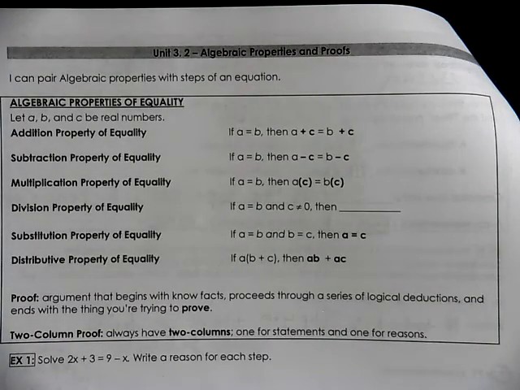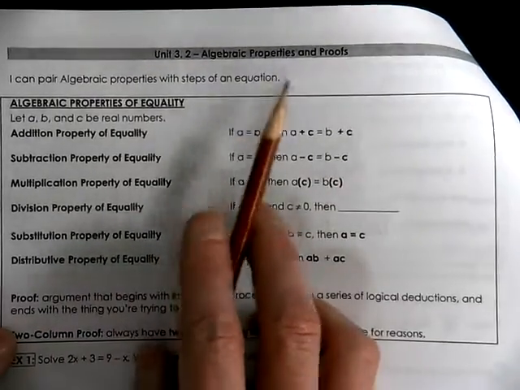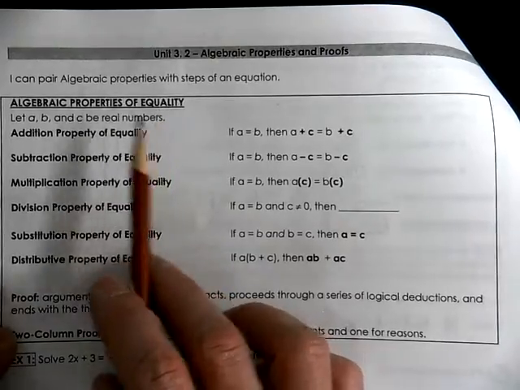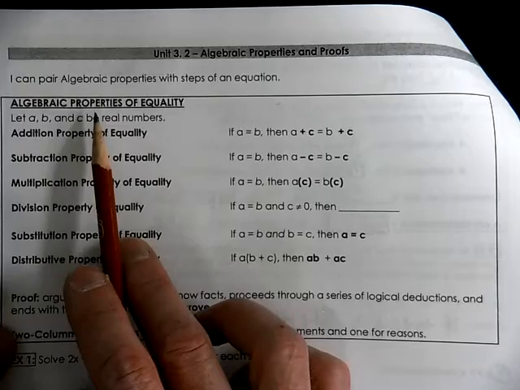This is Geometry, Unit 3. We're going to talk about algebra proofs. Today is the first day that we've used the proof word. We're going to be talking about proofs. Today we're going to mainly talk about algebraic proofs.